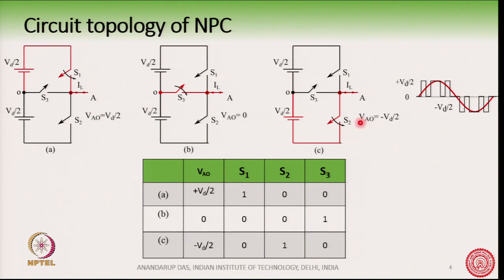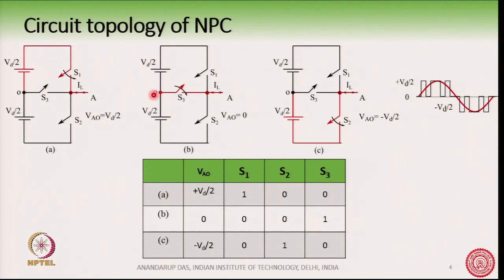These switches are ideal 4 quadrant switches. Okay. So, they can carry current in both directions and can block the voltage in both directions. Generic switch here, we have started with that. Now, the O point is often called the midpoint because it is the midpoint of the 2 DC sources. Usually these 2 DC sources are made from capacitors.